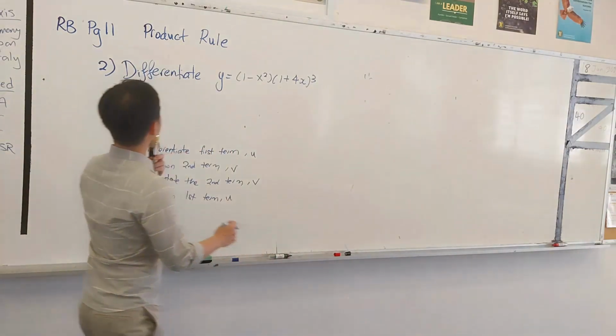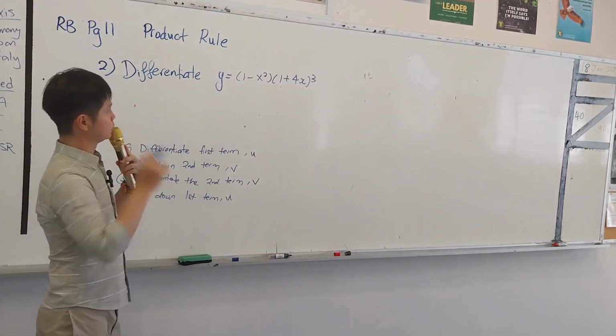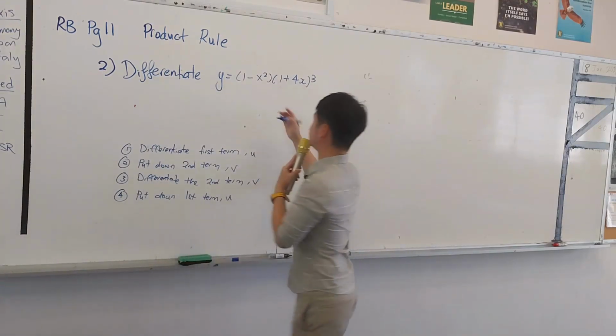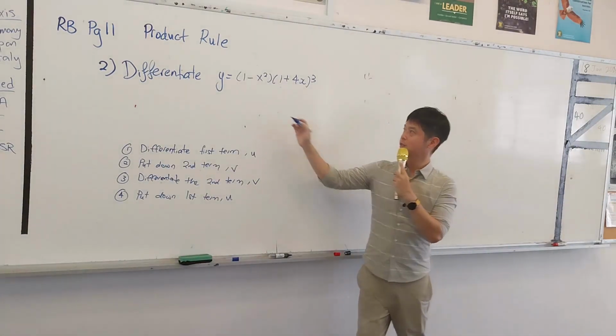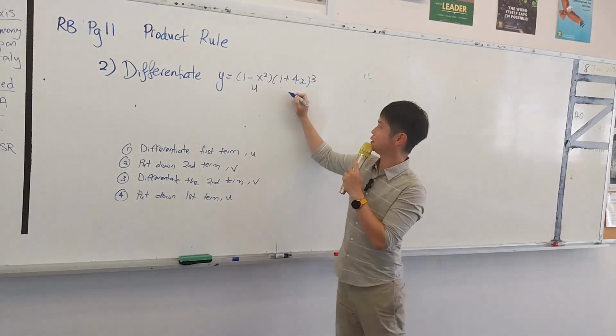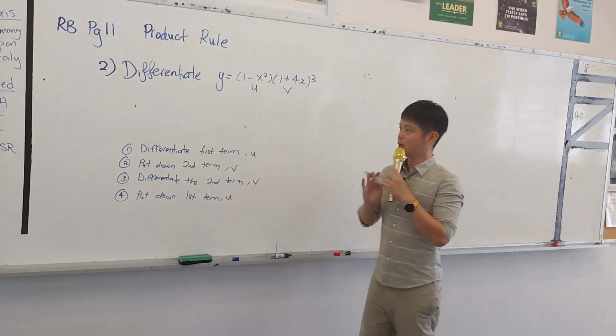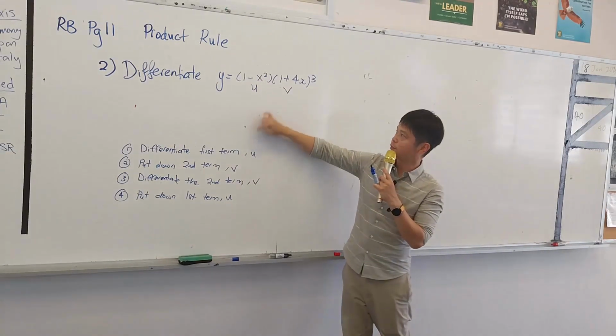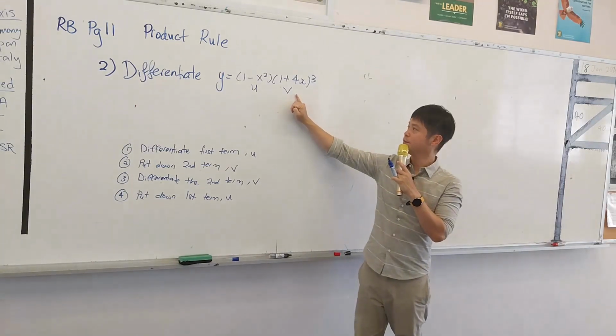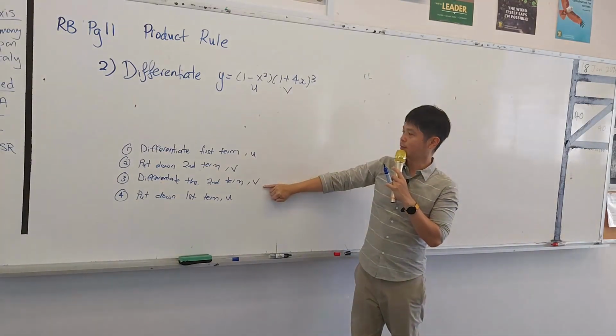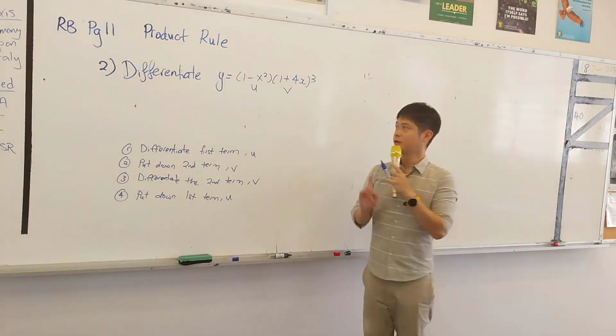Okay, all right. Today we're going to touch on the product rule. You use it when you have a multiplication of two terms. The first term we always call U, the second term we call V. The trick is to differentiate the first term, put down the second term, differentiate the second term, and then put down the first term.